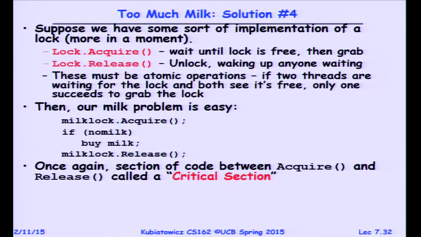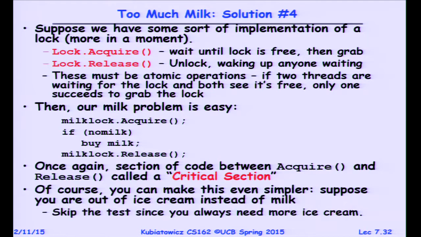And once again, any of the code between acquire and release is called a critical section. And of course, you can make this even simpler. Suppose you're out of ice cream instead of milk. Skip the test since you always need more ice cream, of course. So that would be my solution. But okay, any questions on the lock, acquire, and release?